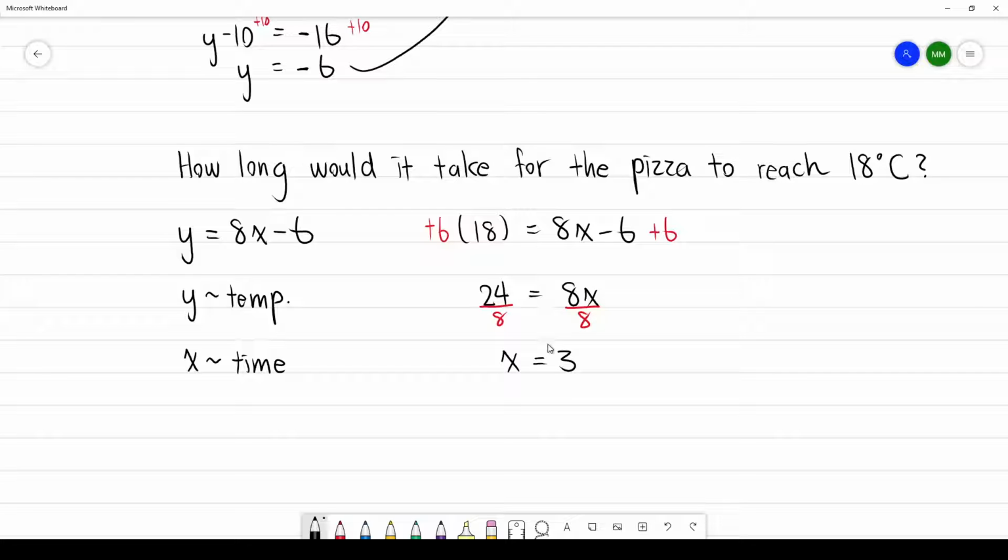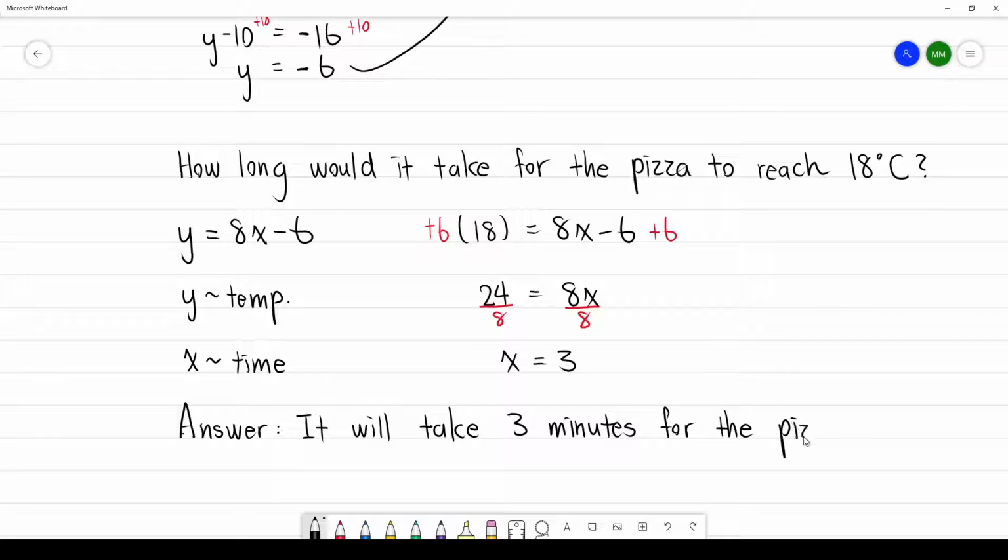X is equal to 3. So again, what does this represent? Let's answer the question with a sentence. So it will take 3 minutes for the pizza to reach 18 degrees Celsius. So we are solving for how long it takes.